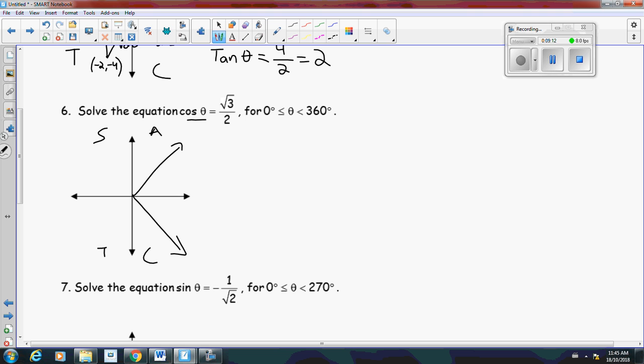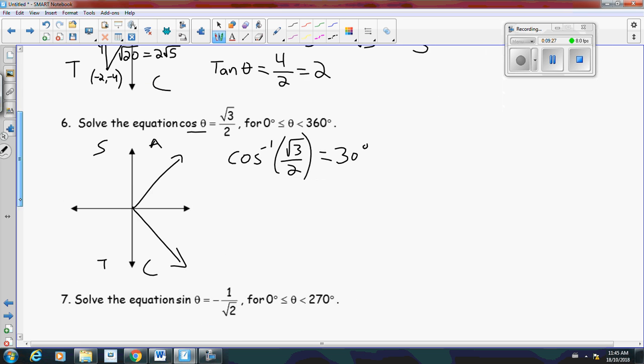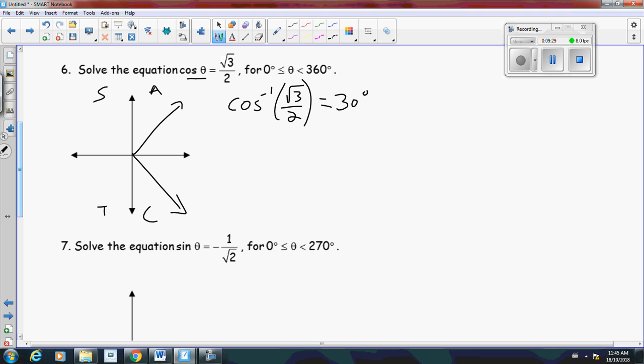There's a few ways you could do this. You could go to your calculator and use the inverse function. Make sure you're in degree mode. Type this in, and you're going to get a reference angle of 30 degrees. You can also do it using the special triangle, which I'll just redraw. I thought I had it there.